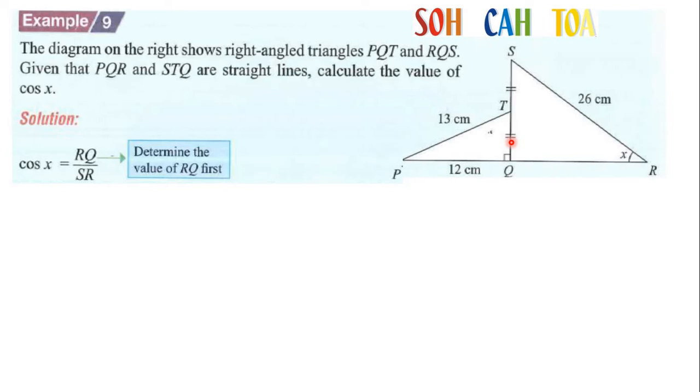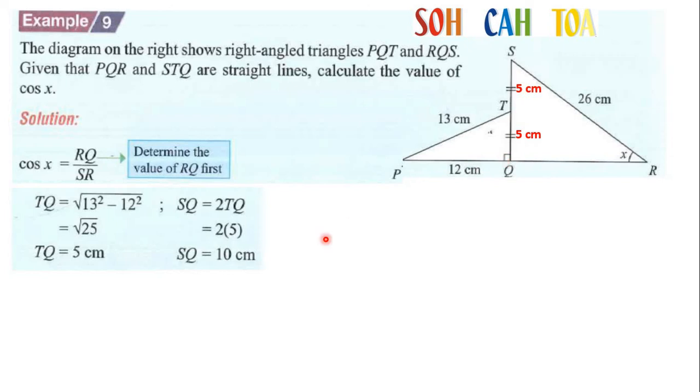How? By using Pythagoras theorem, because in this one you have a right angle triangle and you know the length of two sides, the hypotenuse and this side. So by using Pythagoras theorem, you get the length of TQ is 5 centimeter. Next, you know that this one has equal length. ST equals TQ, 5 centimeter, 5 centimeter. So SQ is 10 centimeter.